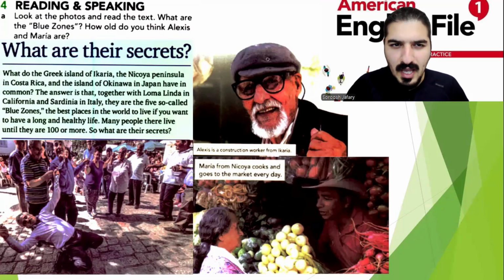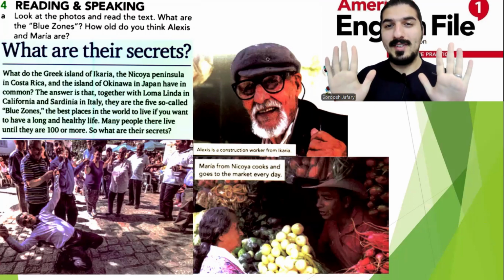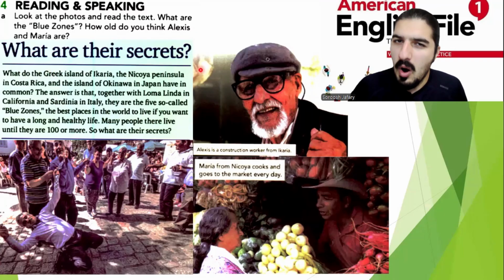Look at the photos and read the text. Okay. What are the blue zones? And how old do you think Alexis and Maria are? Okay, very good. This is your gig. I'll wait. 12 seconds later. All right, let's see. What are their secrets?